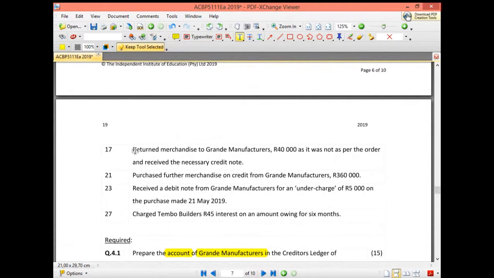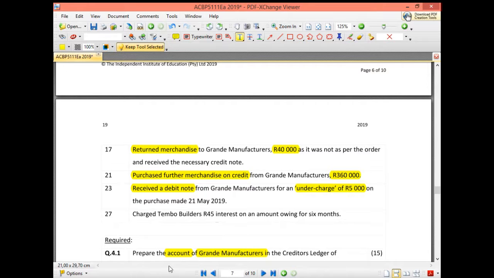Then we returned merchandise to Grand Manufacturers. So we returned goods and it was 40,000. So we'll account for that. Then we purchased some more merchandise on credit from them for 360,000, and on the 23rd we received a debit note for an undercharge of 5,000. So they accidentally, the invoice they issued to us initially wasn't the correct amount, so the correct amount subsequently. And then the last transaction talks about Timber Builders.